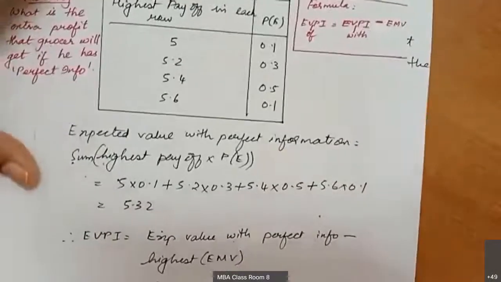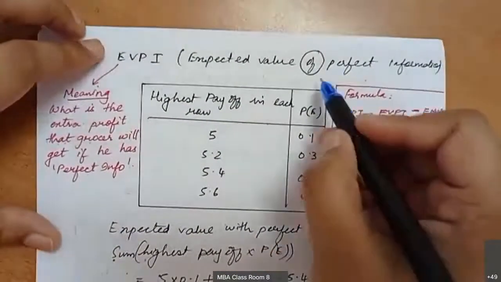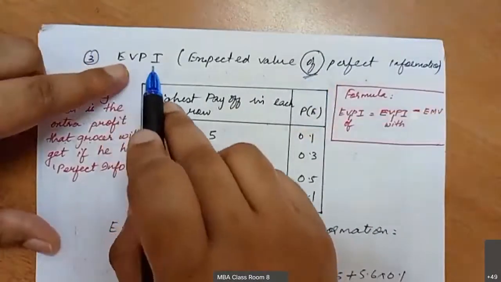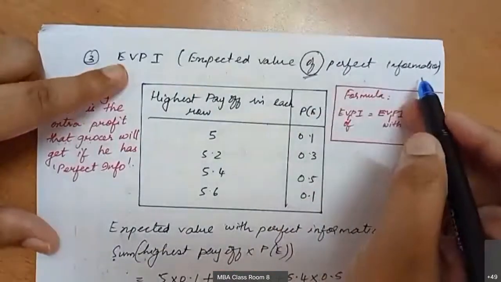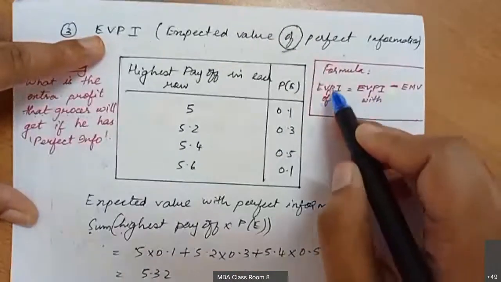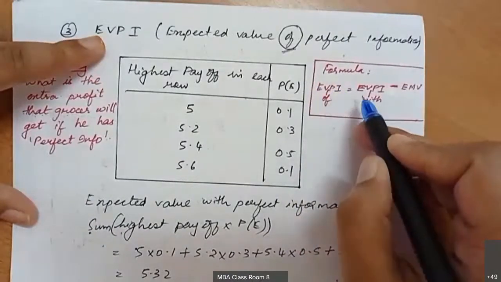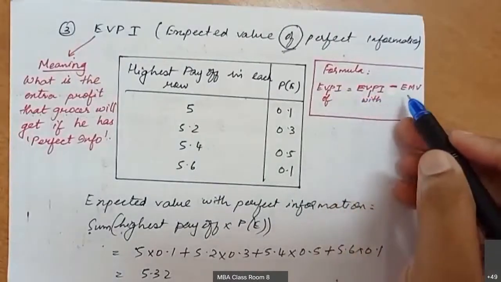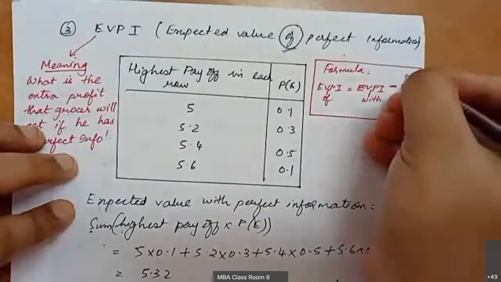I will tell you what EVPI is. It is expected value of perfect information. You have to be careful with the keyword over here. In the question, it will be asked as EVPI, which means expected value of perfect information. For that, what is the formula? Expected value of perfect information is equal to expected value with perfect information minus maximum EMV.